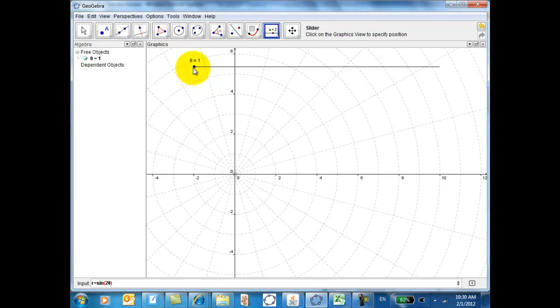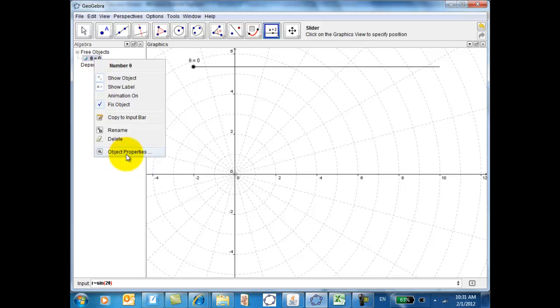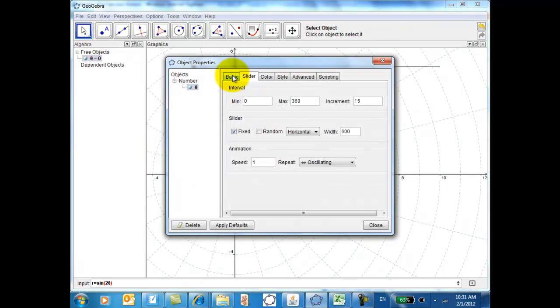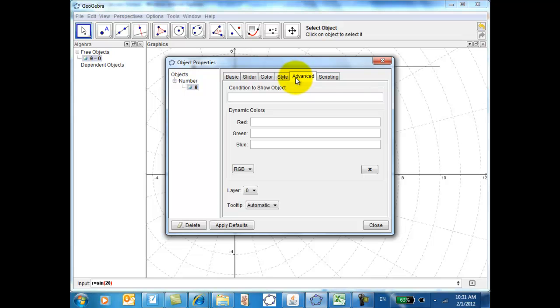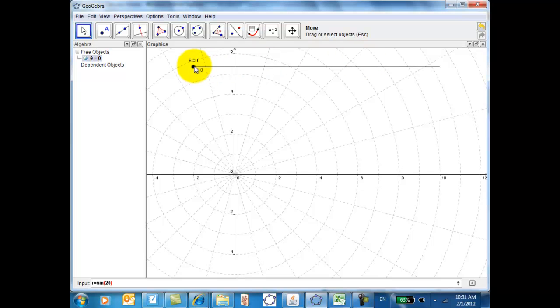Don't you have to change it to angle, not number? Where did it say angle? It's like a check box on the left, next to where you click the theta. Object properties, under basic or under slider? Go to advanced. No, it's not there. Oh, it works.